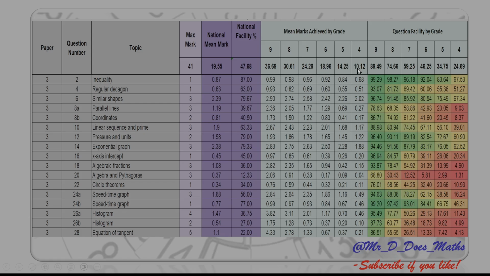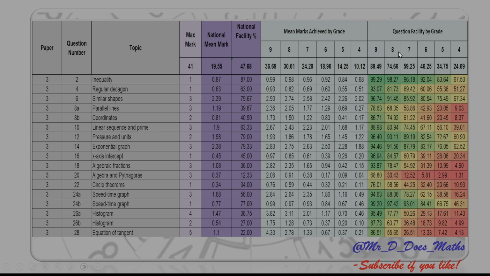You can see the other grade boundaries just so that you have an idea of what mark you're aiming for on this paper. The other useful thing here is the questions facilitated by grade. That tells you roughly how easily accessible each of these questions are. Obviously, the lower the percentage, the more challenging students found it. So on this paper, question 20, Algebra and Pythagoras, was the most difficult one found on average by students, just to give you some idea as we go through.